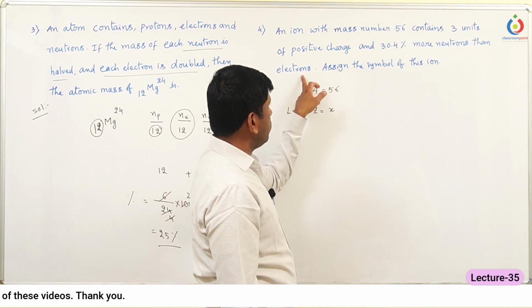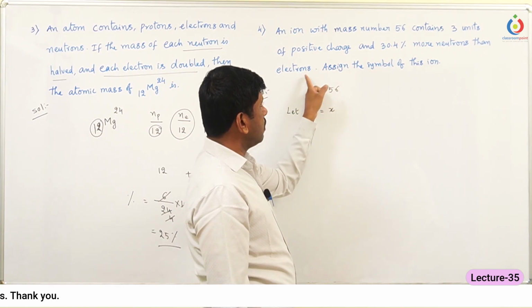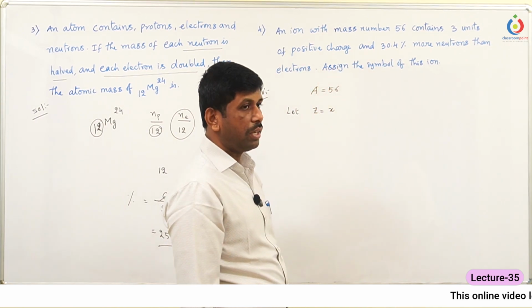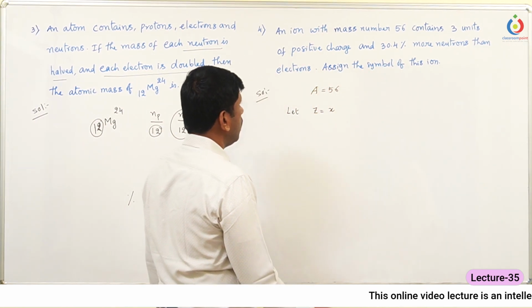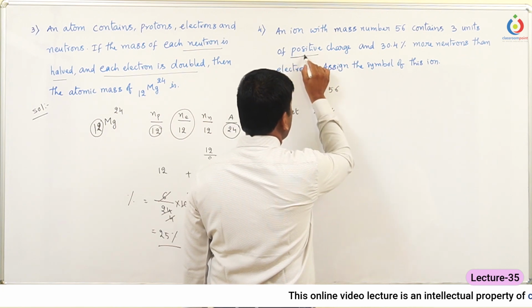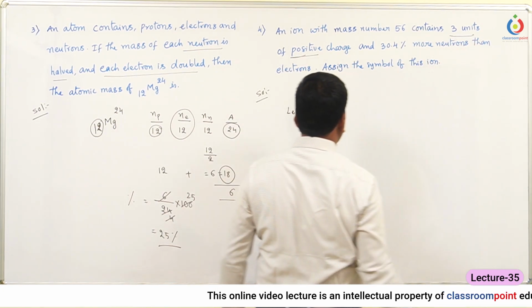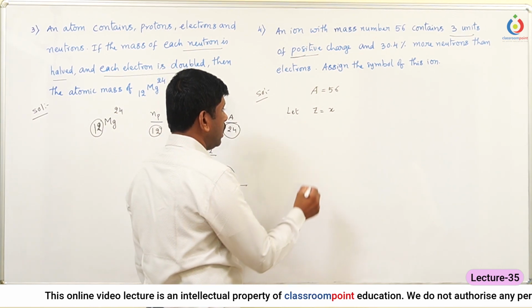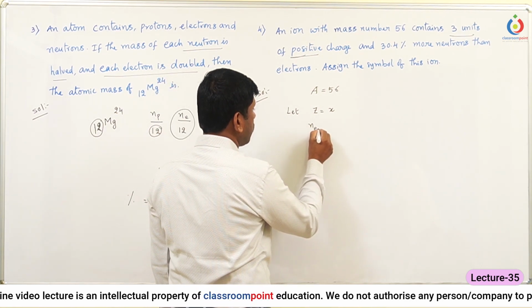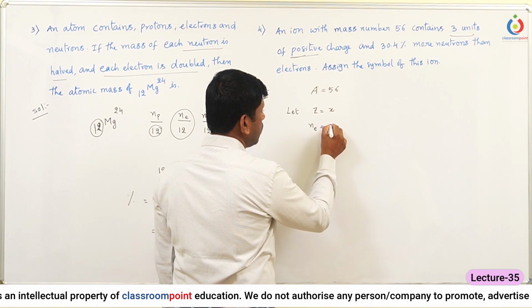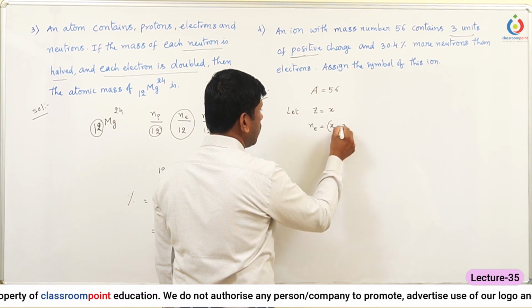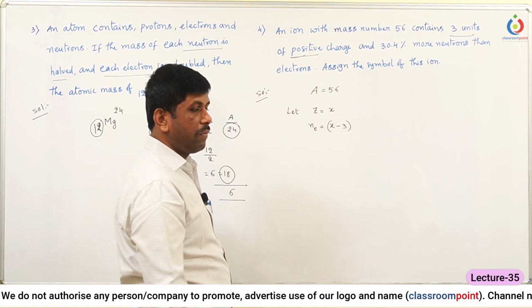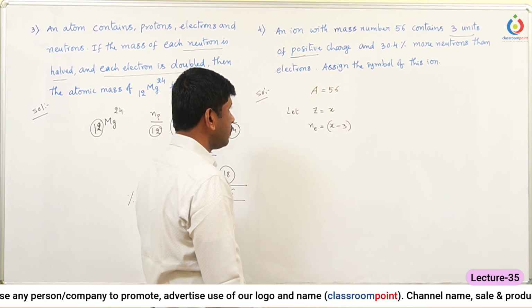And what are the electrons? Here the neutrons are 30.4% more than the electrons. Electrons we don't know, but they said that it contains 3 units of positive charge, meaning it is a cation. It lost 3 electrons. So now the number of electrons is equal to X minus 3, the atomic number minus 3 electrons lost.